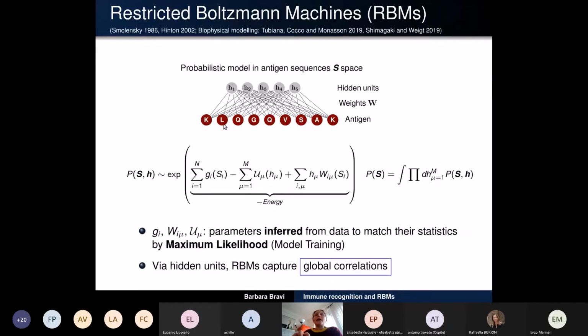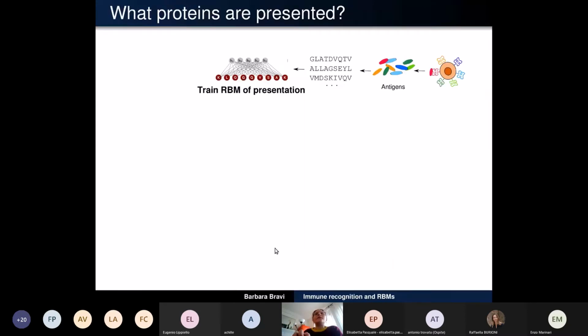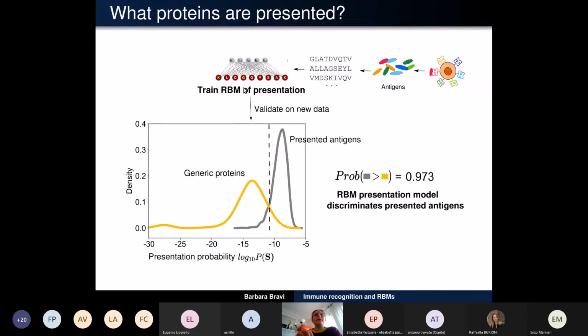And the parameters that appear in this energy, that are, for example, these local fields on the observed units, these local so-called potentials on the hidden units, and the weights are not given a priori, but their values are inferred from the data in such a way as to best match the statistics. And this is done through a maximum likelihood type of learning. So we start from a sample that could be a custom sample consisting of antigen sequences, and we train, so we learn an RBM model of presentation by the HLA proteins present in this sample. And next, we validate the model's predictions on new sets of sequences. And in particular, the main model prediction is precisely the inferred probability of presentation.